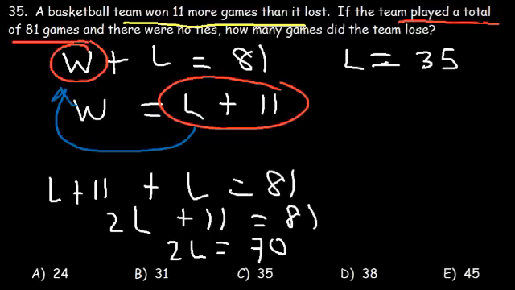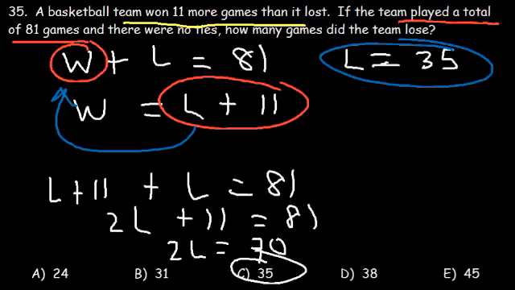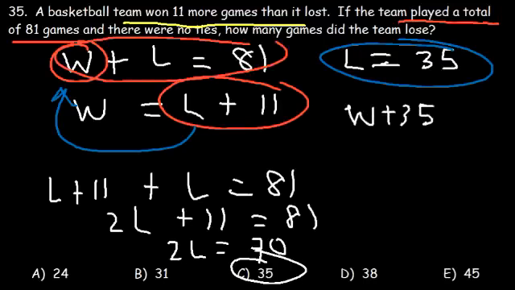So that's how many games the team lost. They lost a total of 35 games. So C is the right answer. If you want to find how many games were won, you can use the first equation. So W plus L is 81, so W plus 35 is equal to 81. And 81 minus 35, that's about 46.